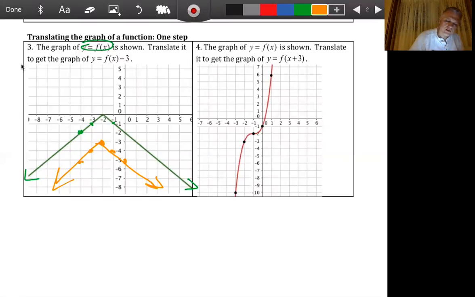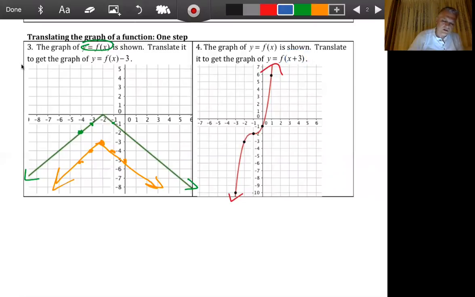Okay, so let's quickly look over here at this red graph. This red graph is your f of x. Okay, it looks like a nice little funky cubic function, but we're going to take this function and we're going to translate it 3 units. Now, is the 3 in the parentheses with the x, or is it outside with the y?